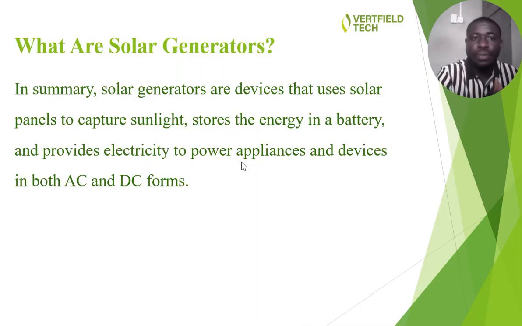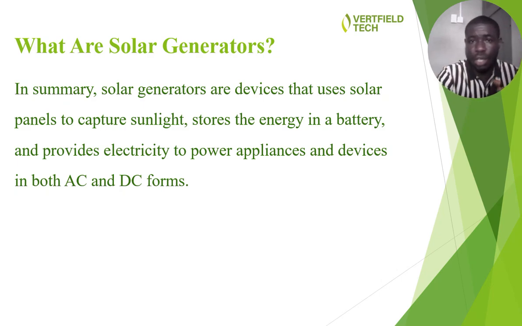Okay, so in summary, solar generators are devices that use solar panels to capture sunlight, store the energy in a battery, and provide electricity to power your appliances and devices in both AC and DC forms. So at this point, some persons might wonder, what then is the difference between your solar generator and your normal solar system setup?